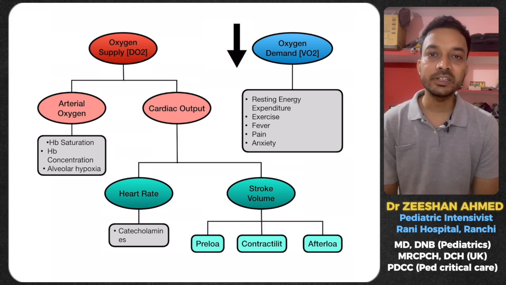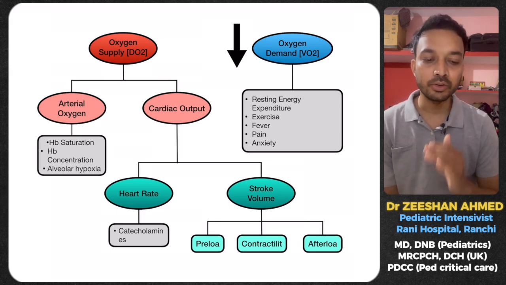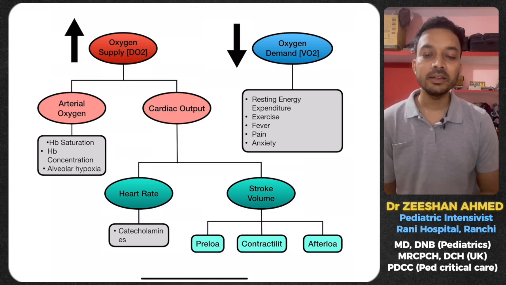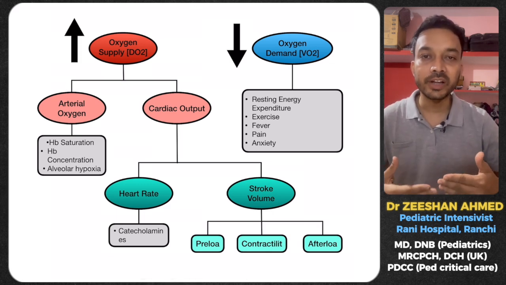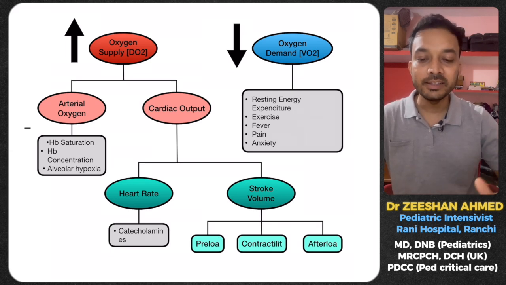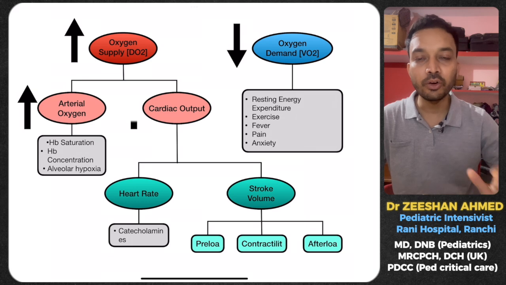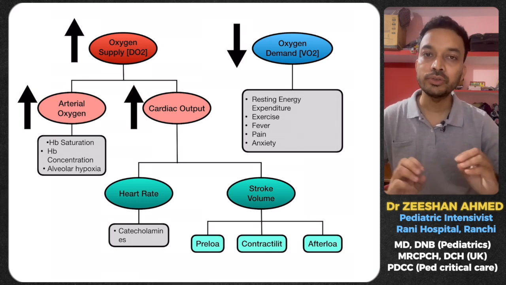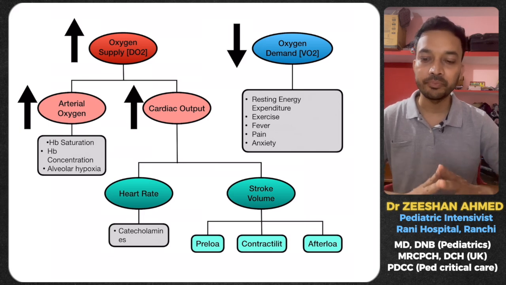No exercise, strict bed rest, any fever should be controlled. There should be no pain and anxiety. Again, about the oxygen supply, we should try to increase the oxygen supply to the body and to the heart. This can be done by increasing the arterial oxygen content or by increasing the cardiac output. We should ideally try to increase both of them.